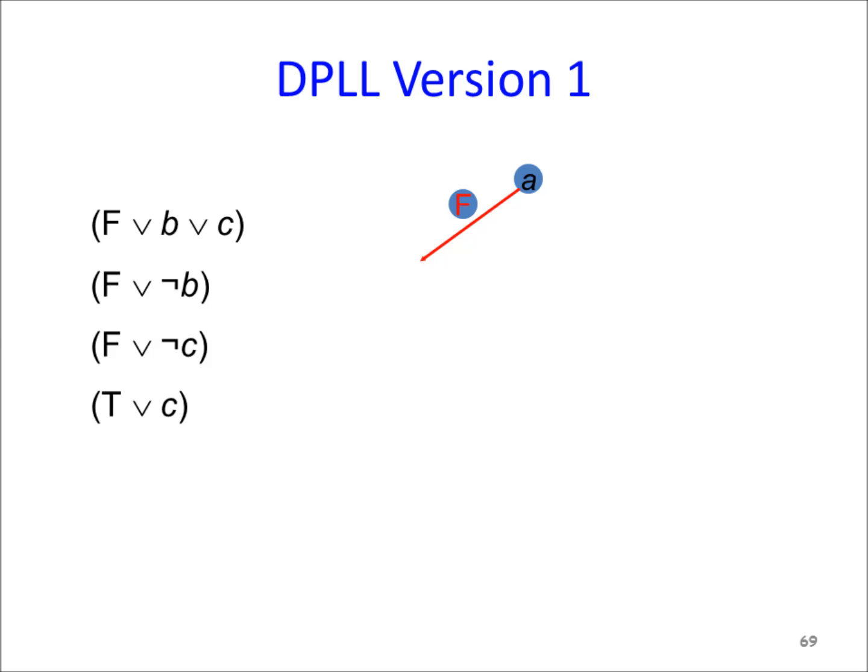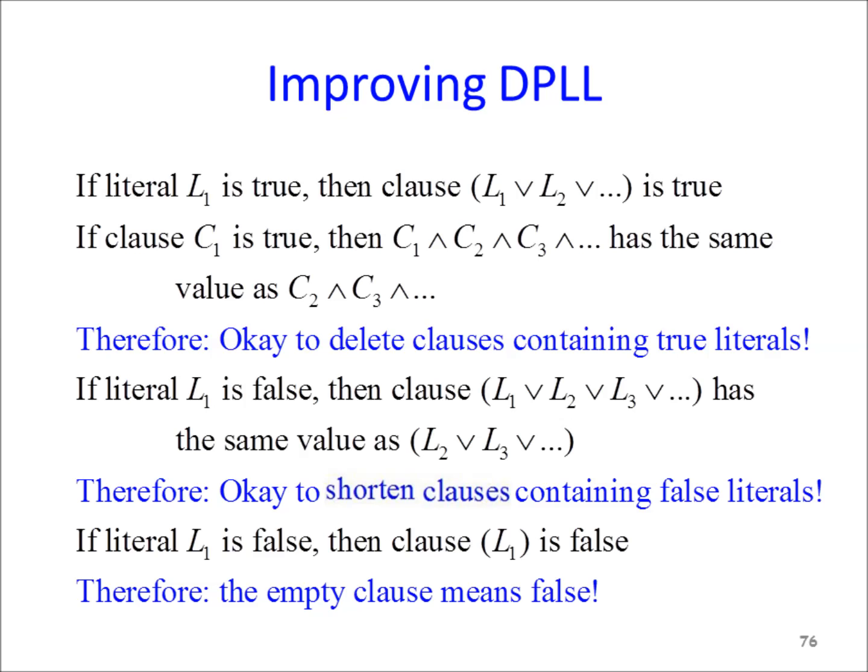The first intuition is, it is okay to delete clauses that have any one true literal. And second, it is important to shorten clauses that contain false literals. I ran ahead of myself, unfortunately. So the last thing is that if we get an empty clause, that means we have achieved false. So let's see what that means.